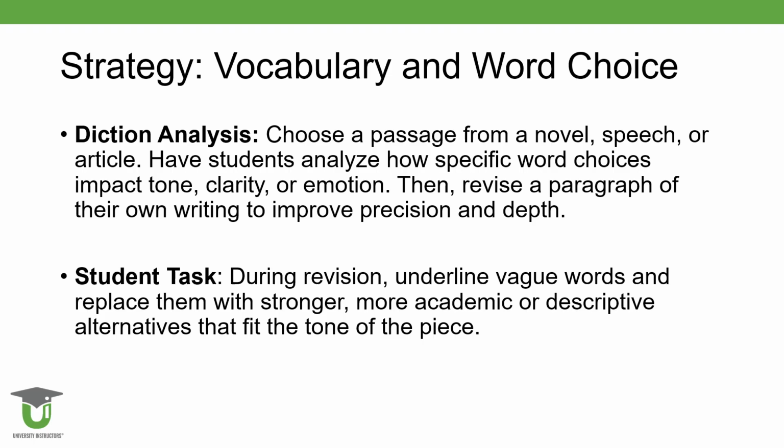At this level, we want students to make intentional choices with their language. Analyzing diction in literature, speeches, or journalism helps them see how word choice impacts meaning, tone, and mood. We then ask students to revise their own writing, swapping vague or repetitive language for stronger, more precise words that better fit the tone or task. This helps them move toward more academic and purposeful writing.